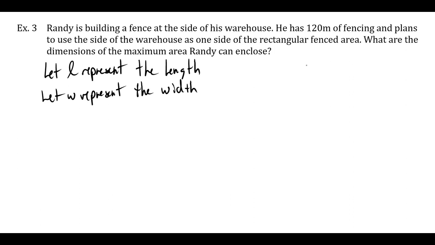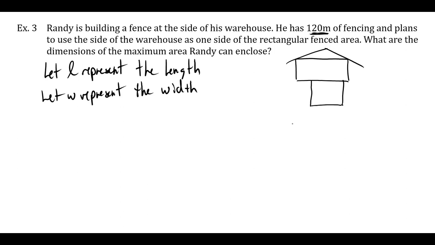He has a warehouse or a barn or something like that. Often it's a barn. It's a farmer with a barn. So there's the warehouse. Okay, and he's putting a fence up against it. And we want to know the maximum area that you can create when you have 120 meters of fencing that you can use to create that.